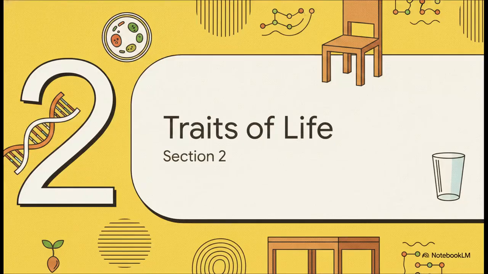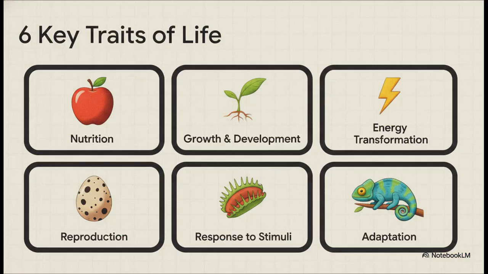Moving right along, here is Section 2, Key Characteristics of Life. So think about it like a biological checklist. For anything to be considered truly alive, it has to exhibit these 6 specific traits. First up, nutrition. Organisms must take in food to survive, whether they're making it themselves or consuming something else. Second is growth and development. Cells multiply and the organism matures.